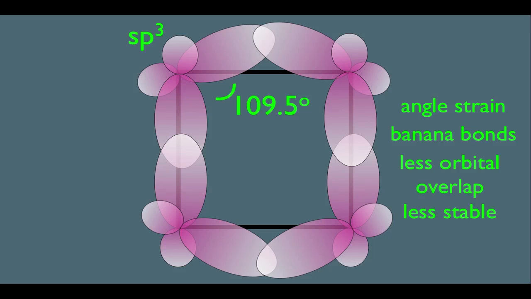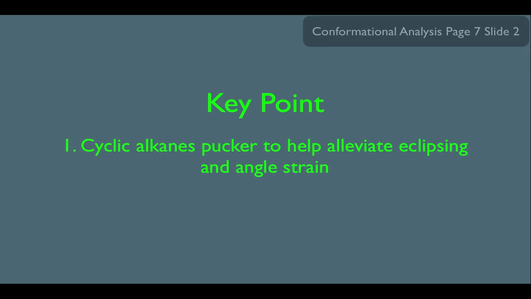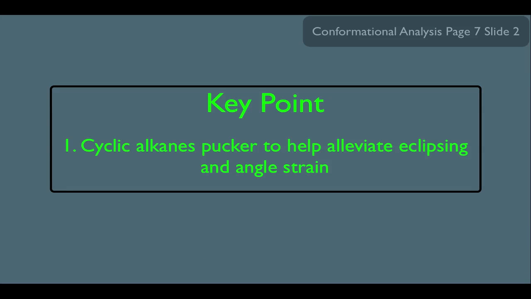But again, if the ring puckers, then it enables the bond angles to be closer to 109.5 and relieves some, but not all, of the angle strain. So this becomes another reason why cycloalkanes pucker. So what's our key point here? All we're trying to get across is that cycloalkanes pucker to help alleviate both eclipsing and angle strain.